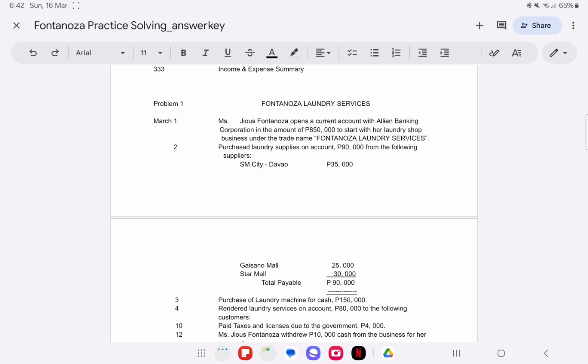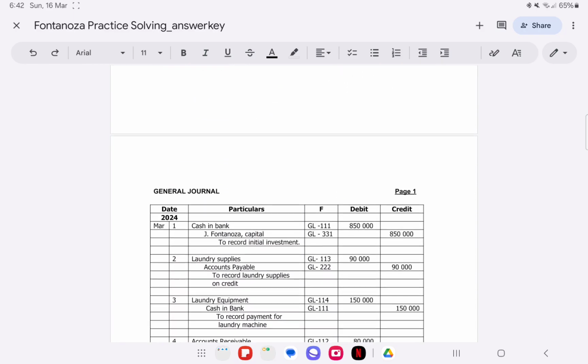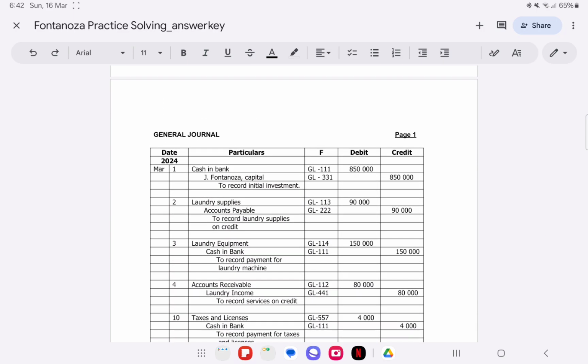Therefore we need to have services to our clients or customers in order for us to generate profit. So what's your value received? Accounts receivable under assets, worth 80,000 pesos, and our value parted with is laundry income under the revenue. So try to look for our journal entries.